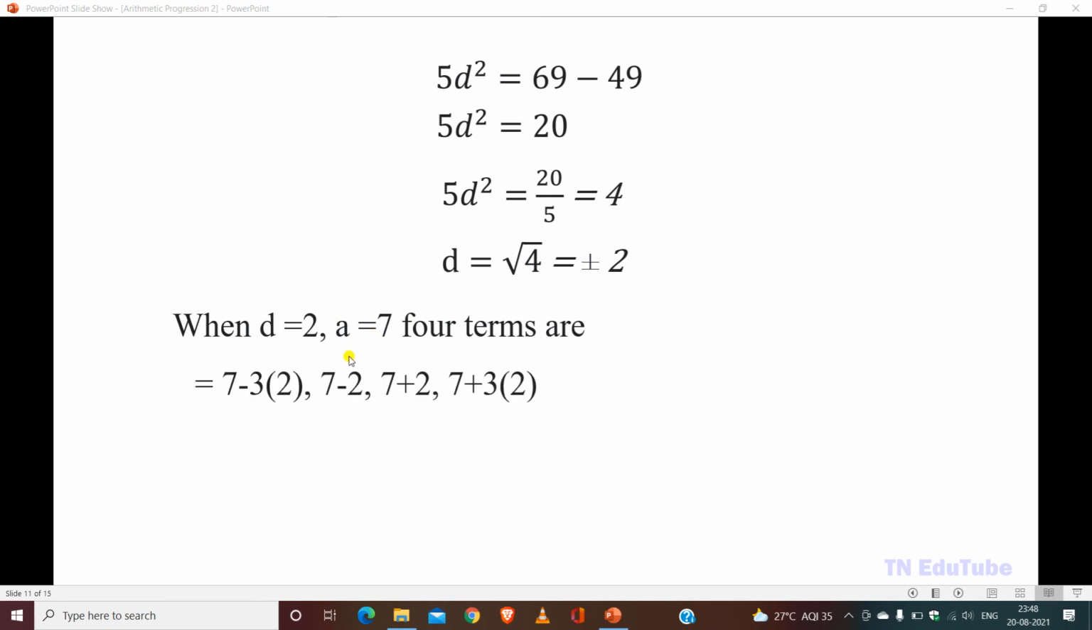The four terms will be a minus 3d, a minus d, a plus d, a plus 3d. So a value is 7. 7 minus 3 into d value 2. Then a minus d means 7 minus 2. a plus d means 7 plus 2. a plus 3d means 7 plus 3 into 2. So when you are simplifying, you get 1, 5, 9 and 13.